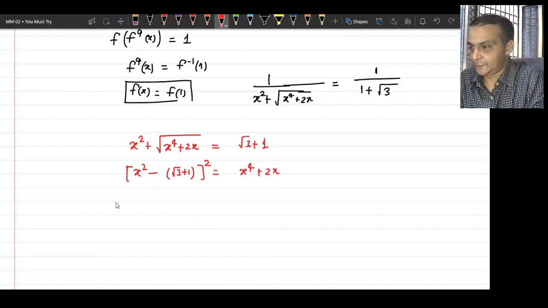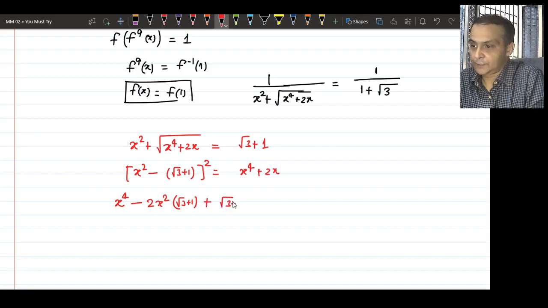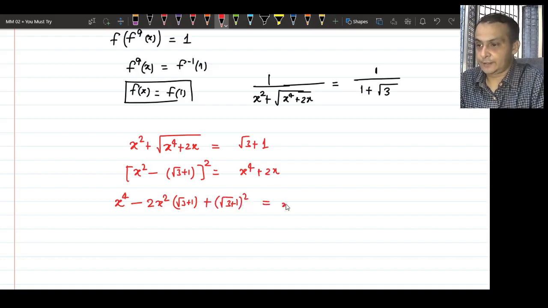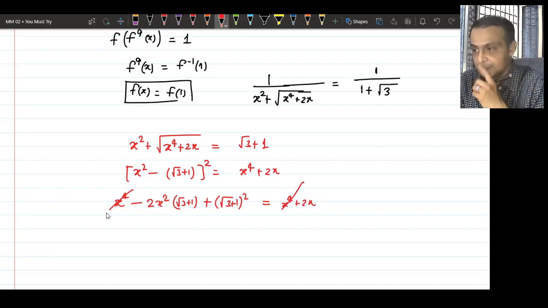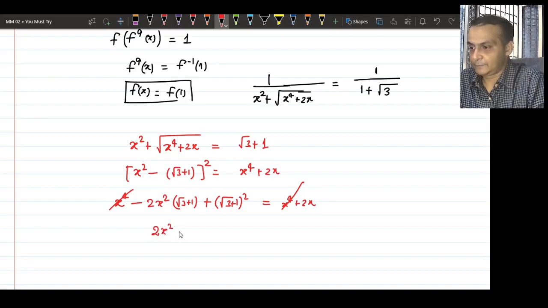It means the difference of the two quantities will be what? x to the power 4 minus 2x squared (root 3 plus 1) plus (root 3 plus 1) the whole square. That is a square minus 2ab plus b square, and here x to the power 4 plus 2x will be as it is. So x to the power 4 and x to the power 4 will get cancelled, and it can be written in this way: 2x squared (root 3 plus 1) and minus, sorry, not minus, plus 2x and minus (root 3 plus 1) the whole square is equal to 0.